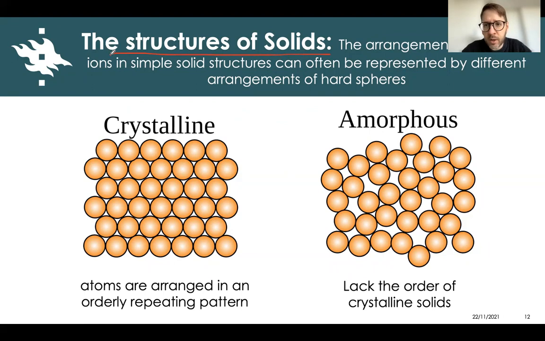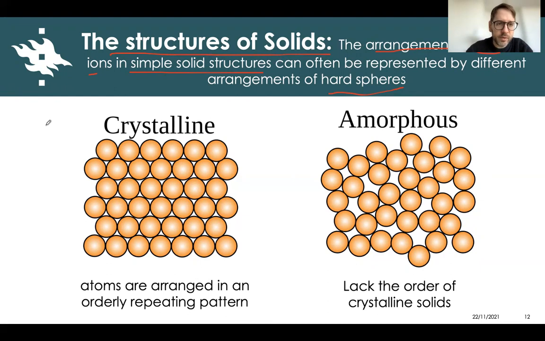So the structure of solids is determined by the arrangement of atoms in the solid. If we are talking about metals or ionic compounds, we can state that it is the arrangement of the atoms or ions in these solids, and let's start with simple solid structures. The arrangement of ions or atoms in simple solid structures can be represented by considering different arrangements of hard spheres. So we can consider the atoms or ions as hard spheres, and then we can describe the arrangement of these ions or atoms in terms of the arrangements of hard spheres.